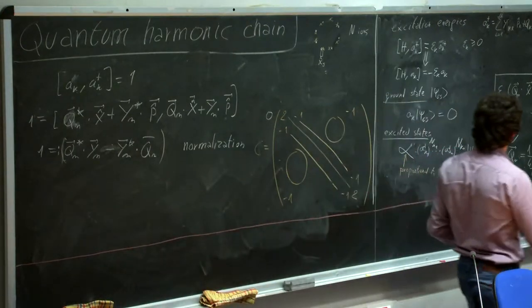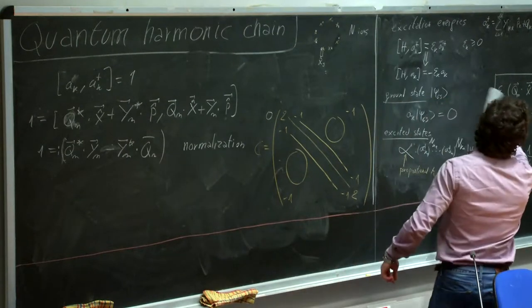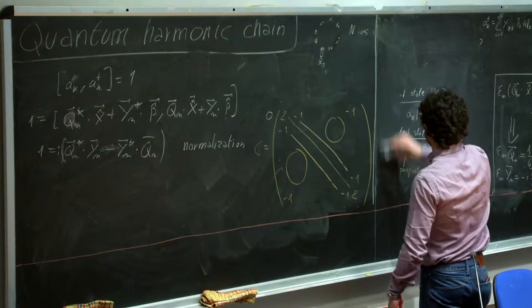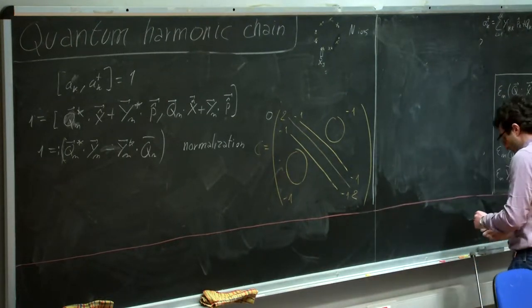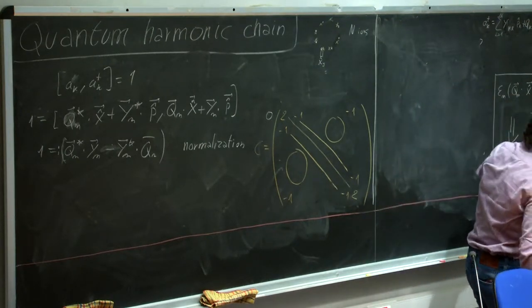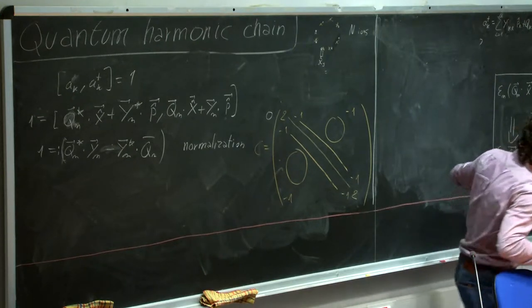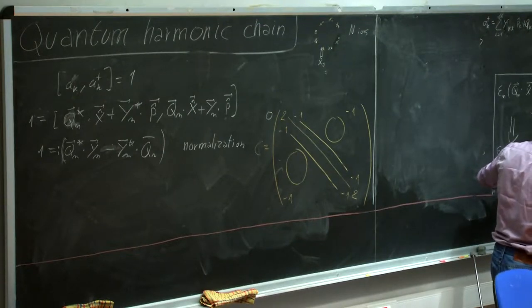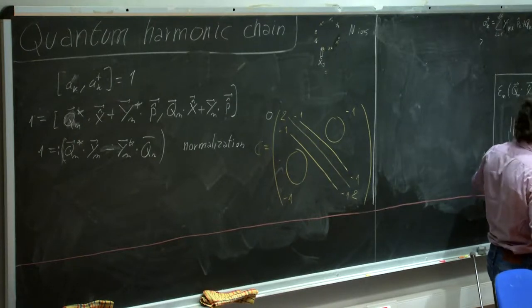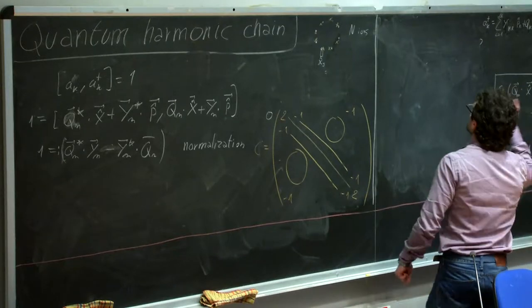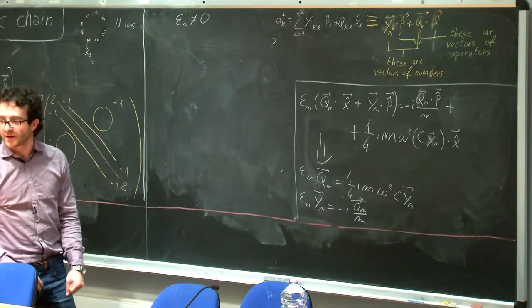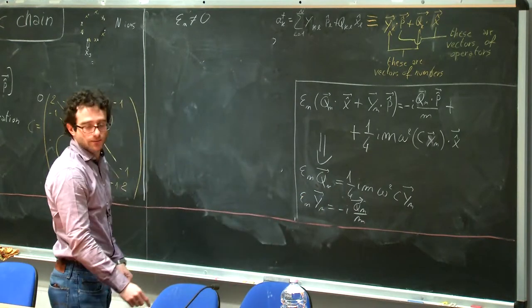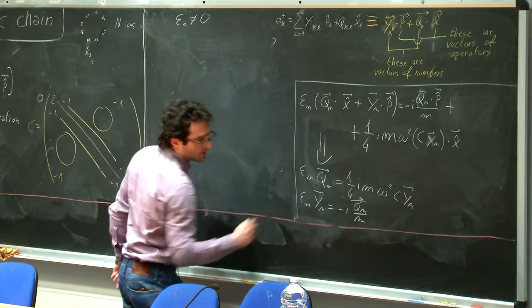Okay, let's now solve these equations. We can, for example, plug the first equation into the second one. Let's assume now that epsilon_n is different from 0, so we can divide by epsilon_n. So we find q_n equal to the expression divided by epsilon_n. We plug q_n here. What do we find?